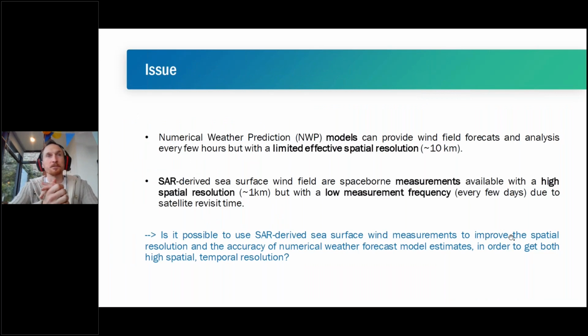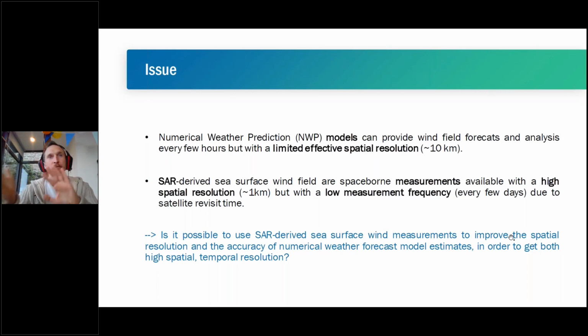So what is our issue? The issue is that we have numerical weather prediction model that can provide wind field forecasts and analysis every few hours, but with a limited effective resolution, spatially speaking, about 10 kilometers. On the other side, we have SAR-derived sea surface wind field that are spaceborne measurements and that are available at a high resolution of 1 kilometer, but with a low measurement frequency every few days due to the satellite revisit time.